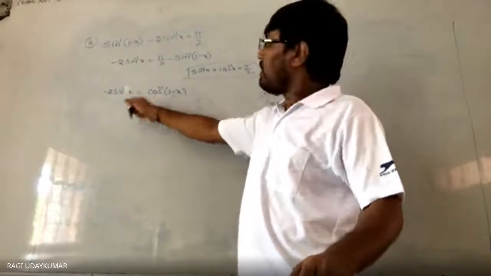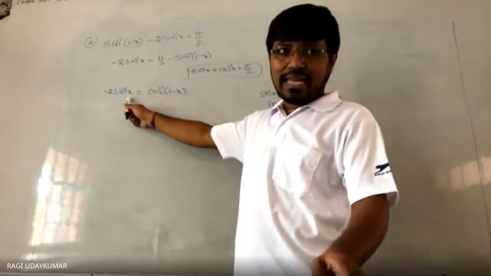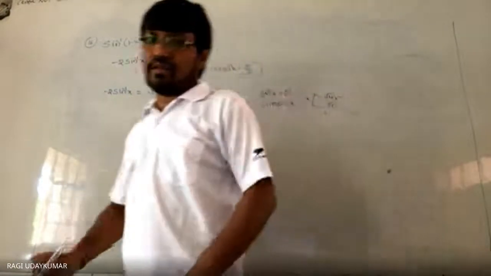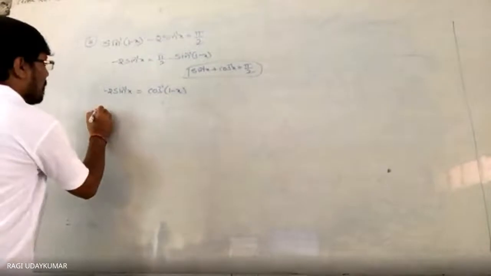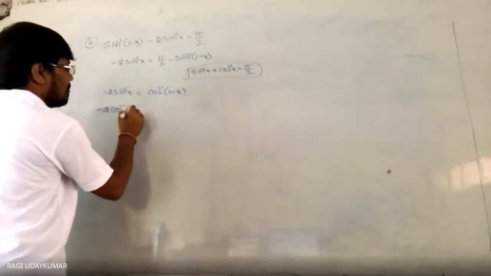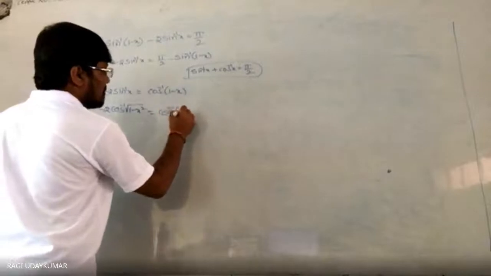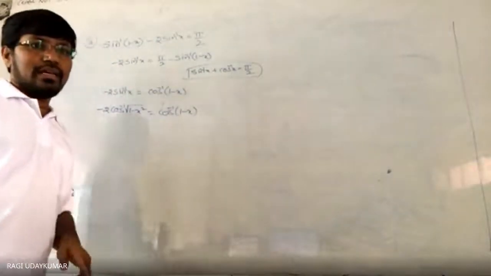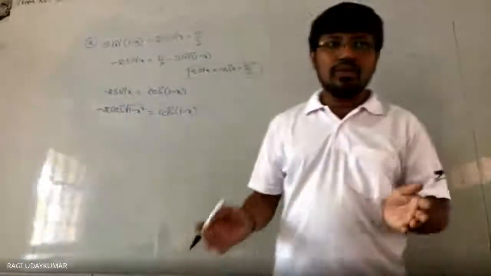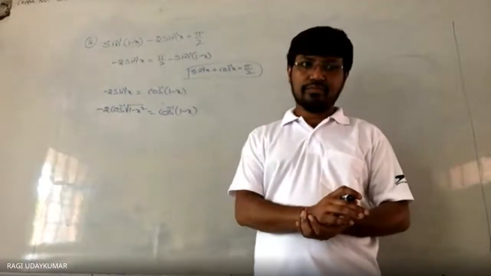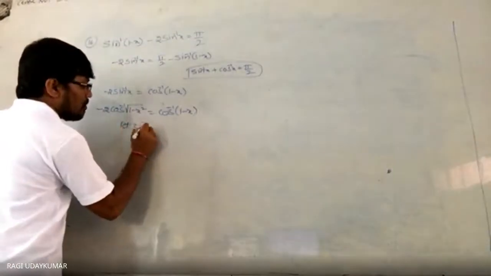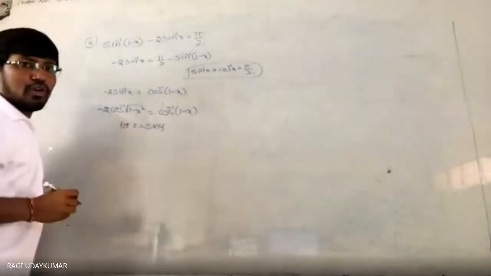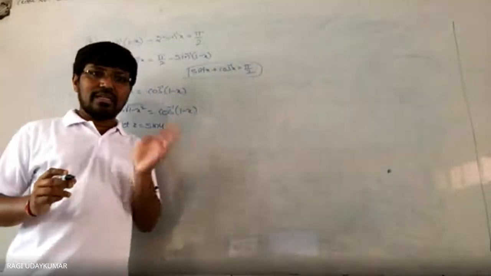This is in cos, so this also needs to be written in cos. So sin inverse x can be written as cos inverse of under root of 1 minus x square. So minus 2 cos inverse of under root of 1 minus x square is equals to cos inverse of 1 minus x. Now here, after taking like this, you substitute x is equals to sin y in this place. Substitute another variable in the place of x. Let x is equals to sin y. If you substitute x is equals to sin y, then what do you get?